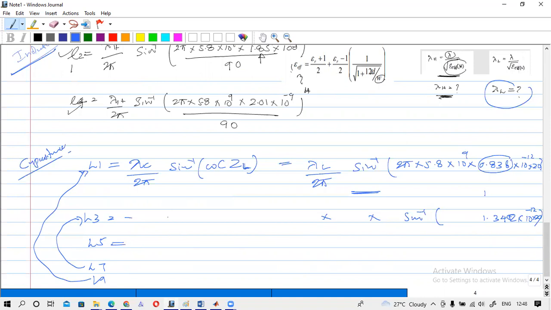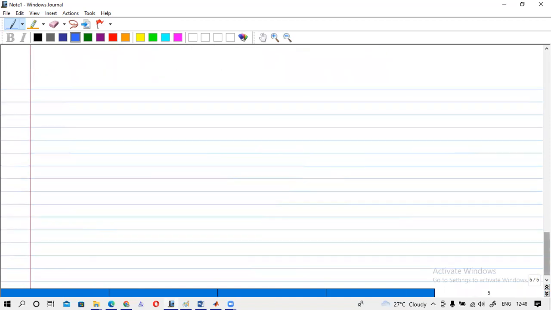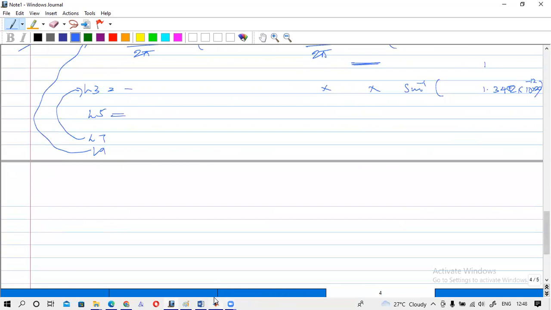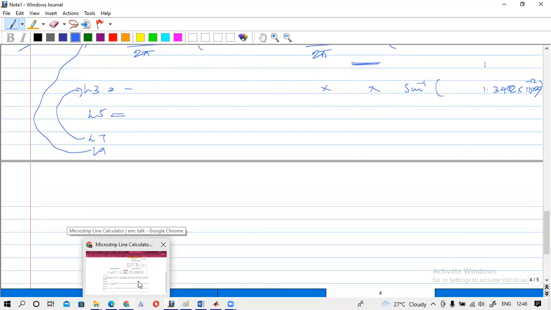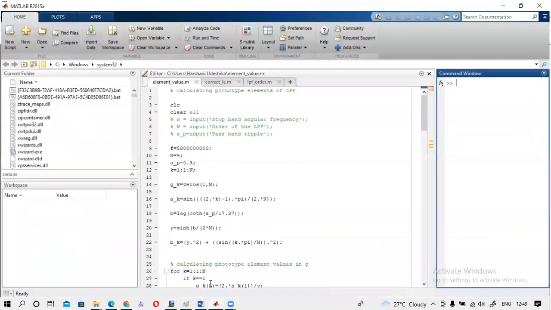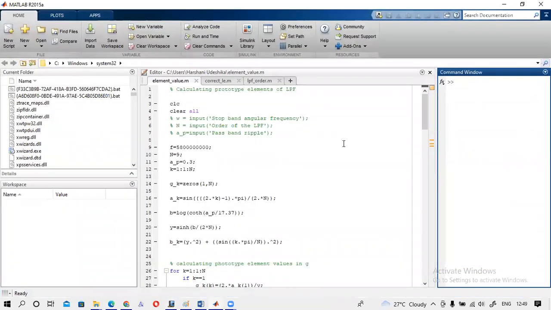So you can calculate the length also. Let's calculate the length. There may be some developed transmission line length calculator, an online length calculator. I don't know, but you can try that one, and if not, you can use that formula.